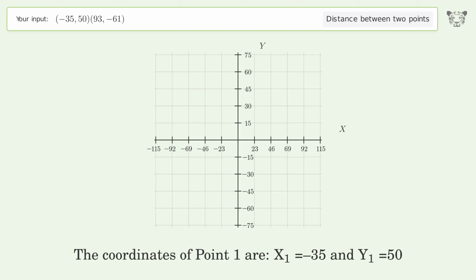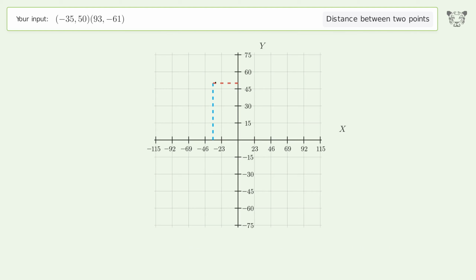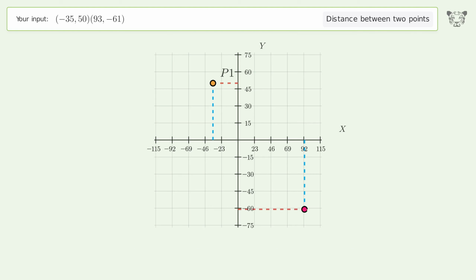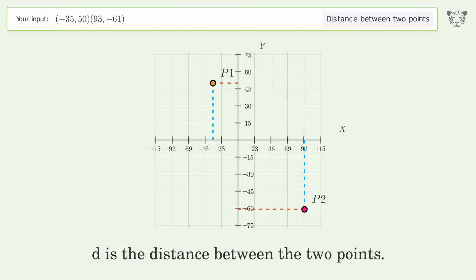The coordinates of point 1 are x1 equals -35 and y1 equals 50. The coordinates of point 2 are x2 equals 93 and y2 equals -61. D is the distance between the 2 points.